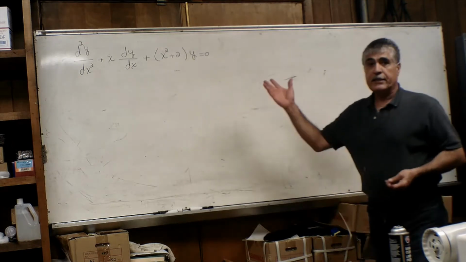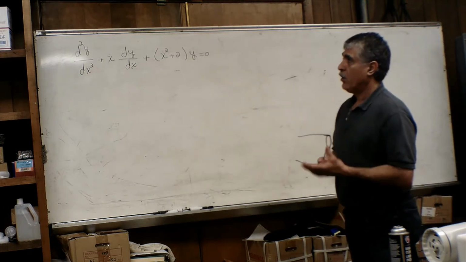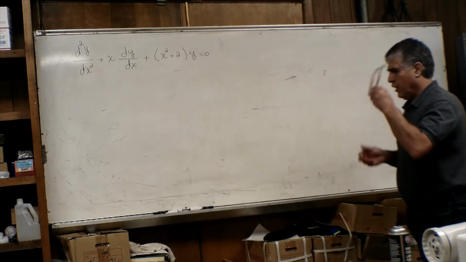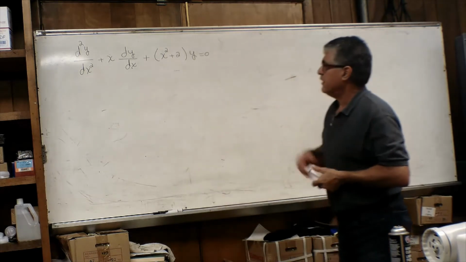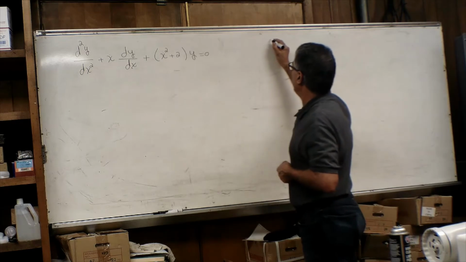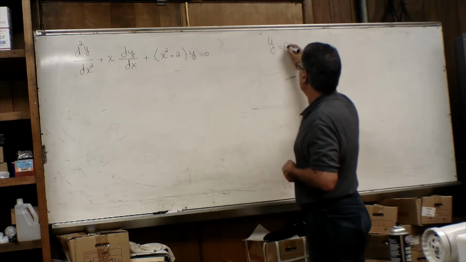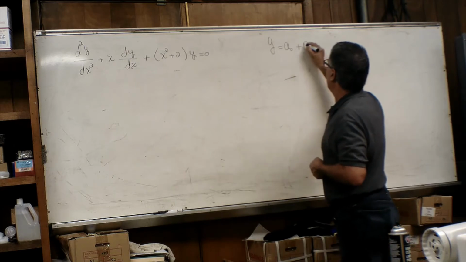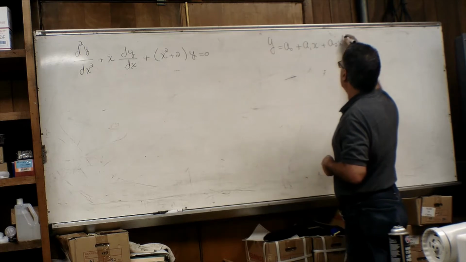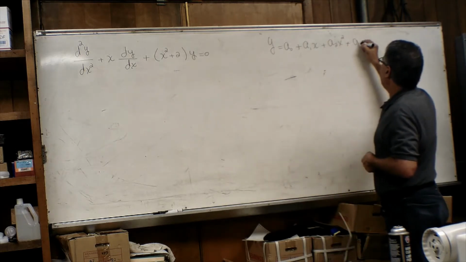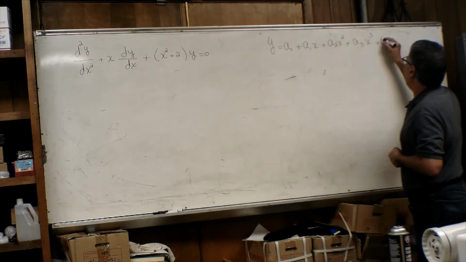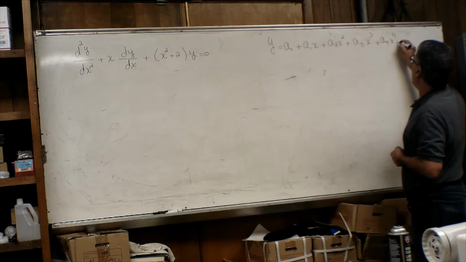Hi, this is the second example of solving a differential equation using series, the series method. So in the series method, let's say the general solution for this differential equation can be written as y equal to a0 plus a1 x plus a2 x squared plus a3 x to power 3 plus a4 x to power 4 and so on.